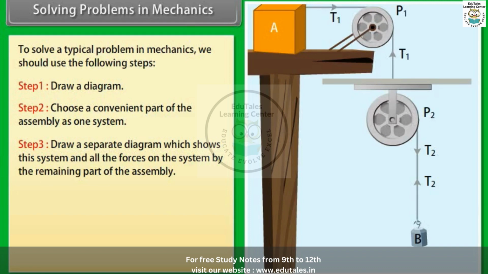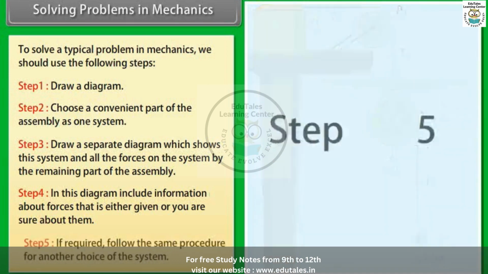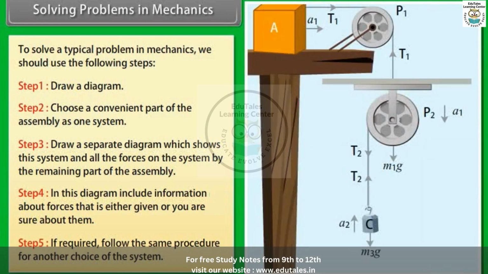part of the assembly. Step 4. In this diagram, include information about forces, that is, either given or you are sure about them. Step 5. If required, follow the same procedure for another choice of the system.